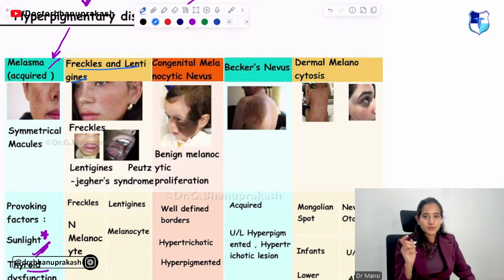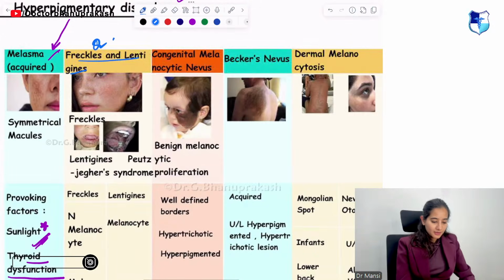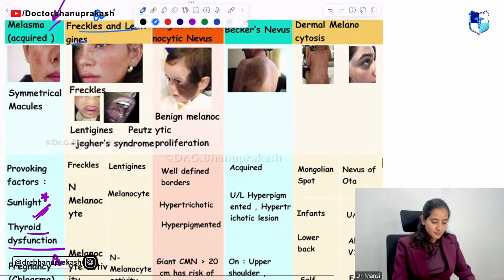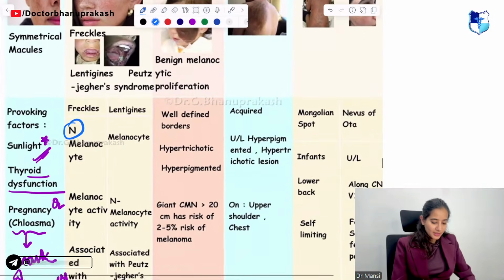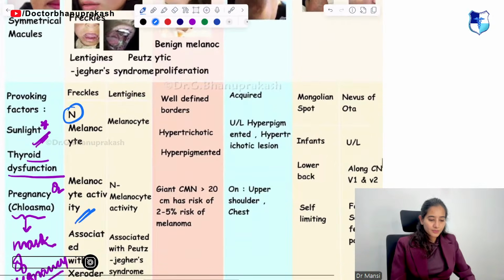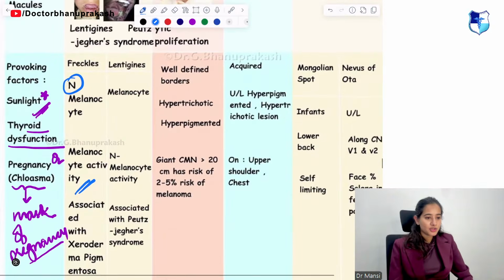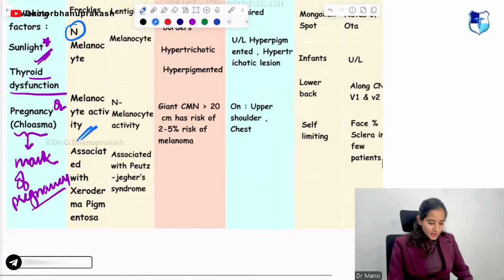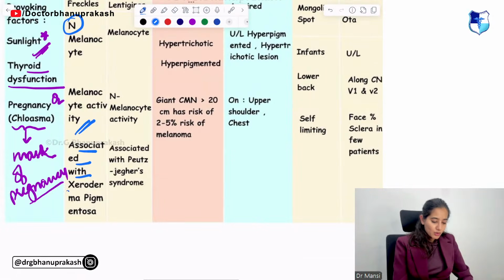So you might have seen many foreign people with freckles, which are very common in them. If you can see, the melanocytes are normal in number, but their activity is increased. Most of the time, these kinds of questions are asked as image-based questions. And these freckles are also associated with a very important disorder, which is xeroderma pigmentosa.